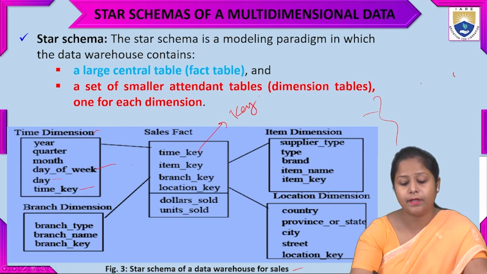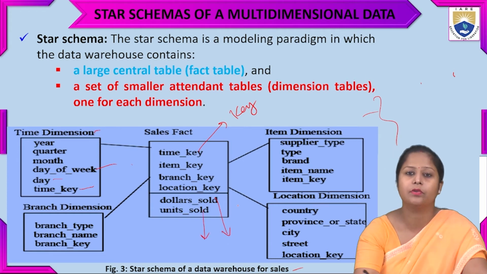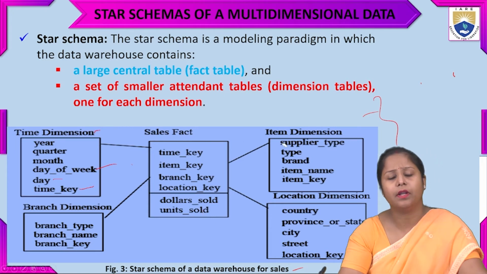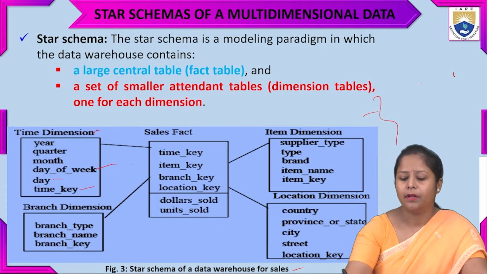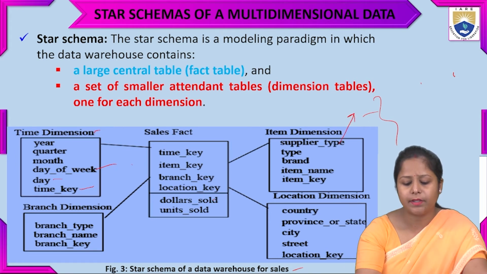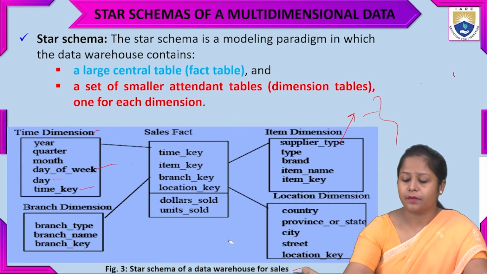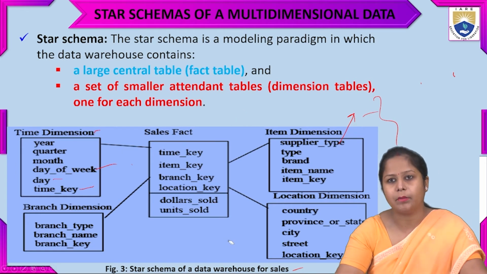And what are the attributes? Those are dollar sold and unit sold. So this is the difference between the fact table and the dimension table. In the dimension table, these are the attributes, while in the fact table, these are the keys. So that was the difference between the fact table and the dimension table.